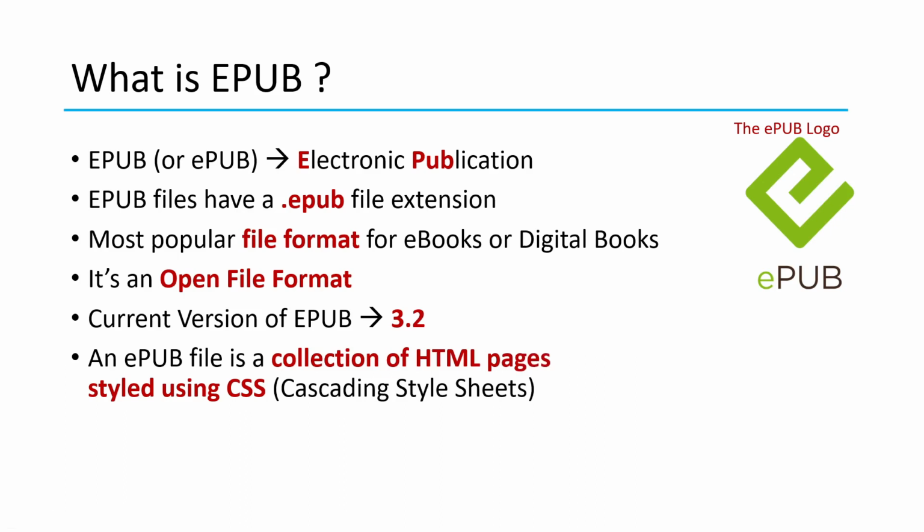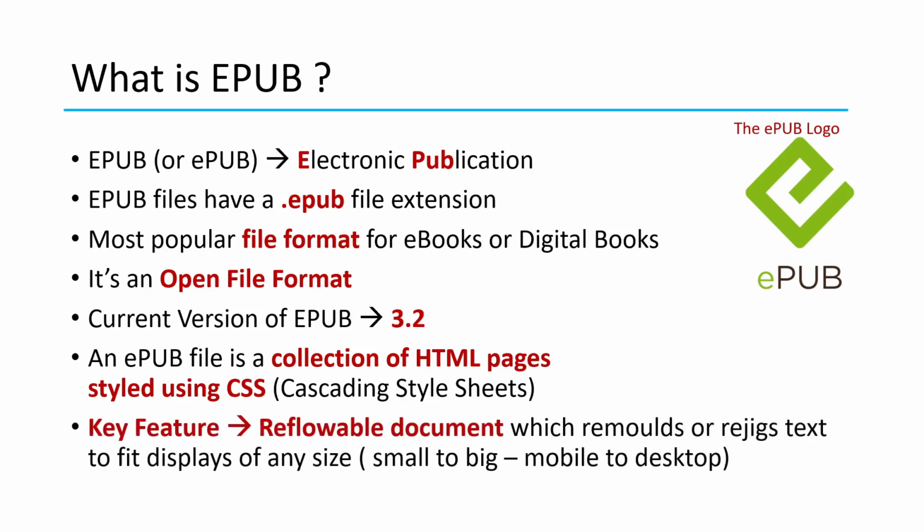Now, when you go a little bit deeper and try to see what exactly an ePUB file is made up of, you find that it is just a collection of HTML pages that have been styled using something called CSS, or cascading style sheet. So unlike many other file formats which have their own proprietary or open specification, an ePUB file is much more similar to an internet website, which is a collection of HTML pages, and it is styled using CSS.